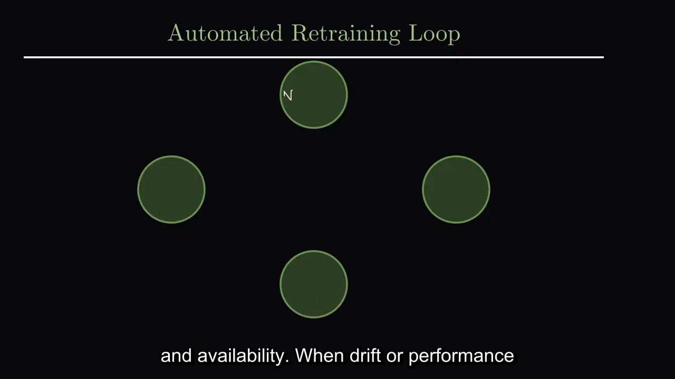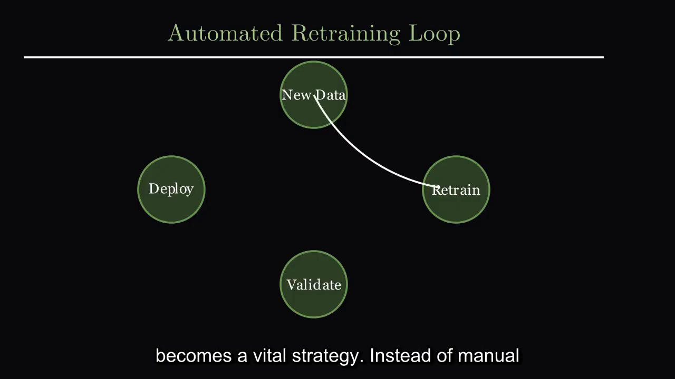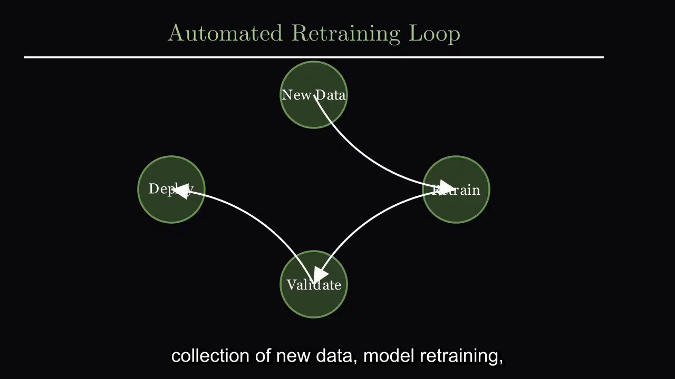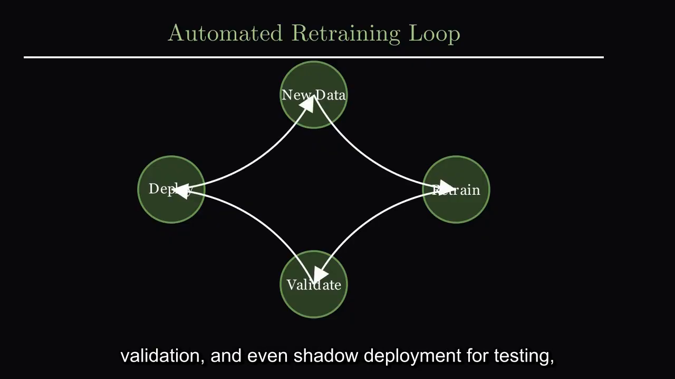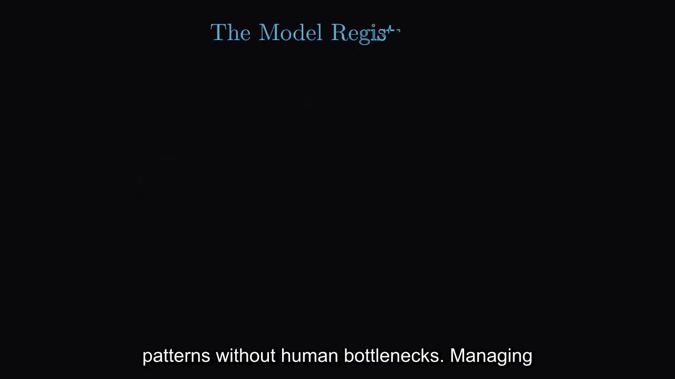When drift or performance degradation is detected, automated retraining becomes a vital strategy. Instead of manual intervention, MLOps orchestrates the automatic collection of new data, model retraining, validation, and even shadow deployment for testing, ensuring models are always learning from the latest patterns without human bottlenecks.